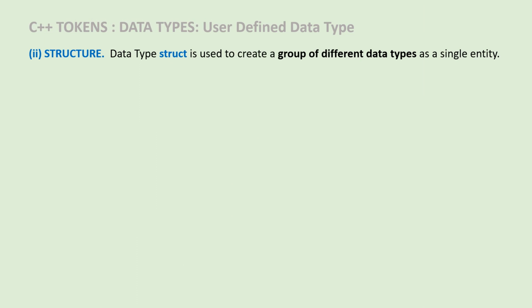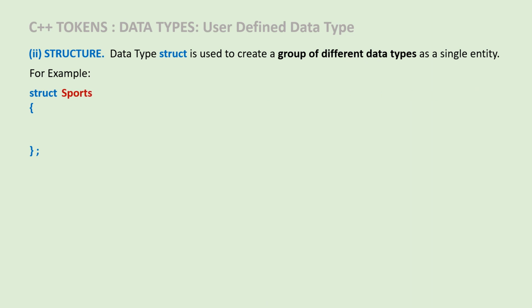Let's move over to the next user-defined data type: structure. Data type struct is used to create a group of different data types as a single entity. For example, suppose we have an assignment with some sports management project, and we want to handle some sports-related data, then we may declare a data structure with the keyword struct. The structure is named sports.